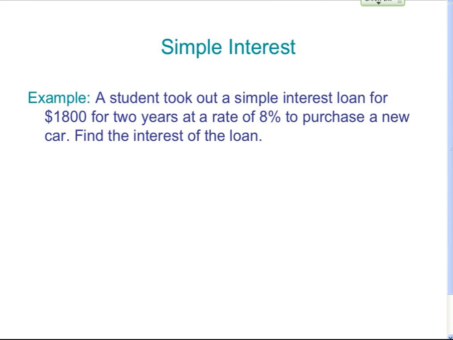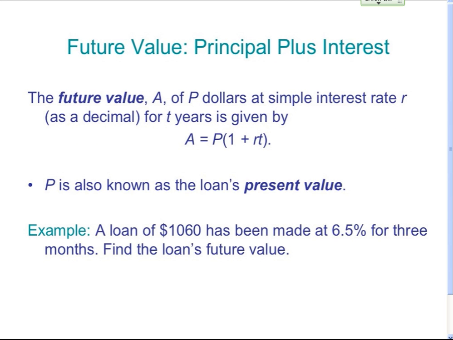Okay, now we're going to talk about what we call future value. Future value is the principal plus the interest. The future value, we always call that A, is, if we use simple interest rate, we use this formula right here. A equals P times (1 plus R times T). T is always given in years, and R, of course, is the interest rate. Another name for P is present value. So we either call it principal or present value, just kind of depends on the circumstance.